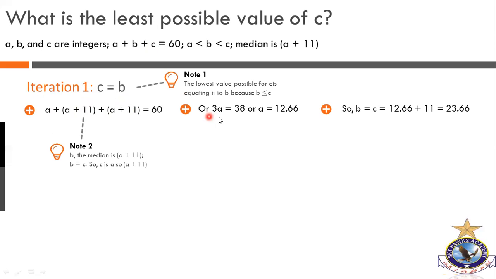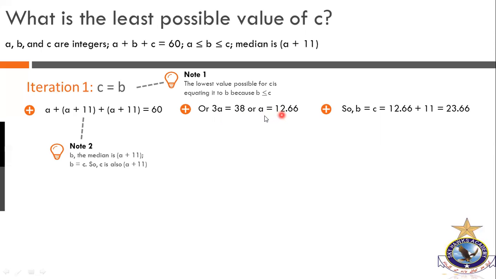So 3A is equal to 38, am I right? 60 minus 22, yes. Absolutely, 3A is equal to 38, and A is equal to what? Dividing, 38 divided by 3, 12.66. So we have the value of A now.